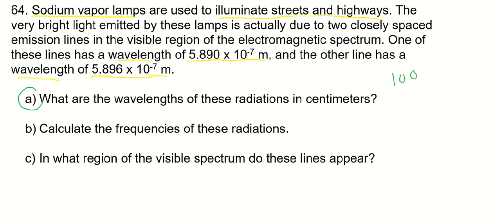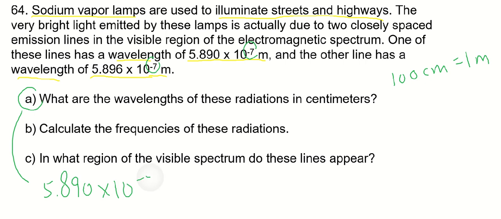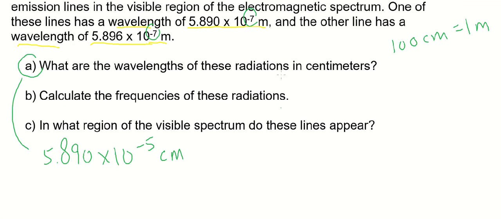So you have this conversion factor where 100 centimeters is equal to 1 meter. So you can just simply move the exponent up by 2 orders of magnitude. So the answer for A is 5.890 times 10 to the negative 5 centimeters. That makes sense because you're going to have more centimeters than you did when you had the same measurement in meters. So that's the first one, and the second one is going to be the same number.